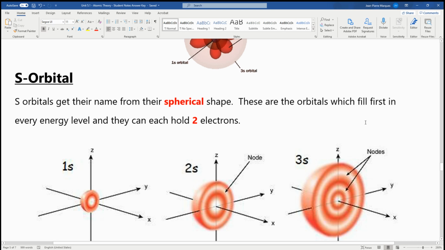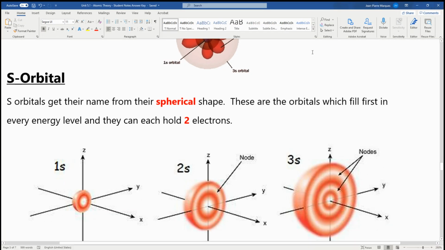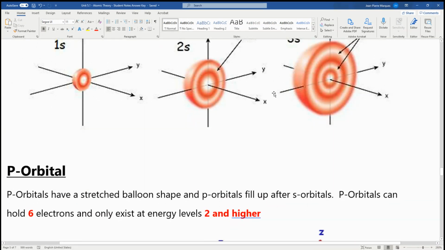And these orbitals are the first to fill in every single energy level. And an s orbital can hold a total of 2 electrons. Later on you'll learn why that is, and you'll learn how to memorize it. So just for right now, you can write it down, and then later we'll talk about how to figure that out.